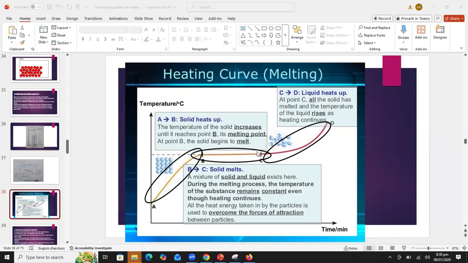After C, the solid is completely melted and is now converted into the liquid state. So you can see its temperature is increasing.